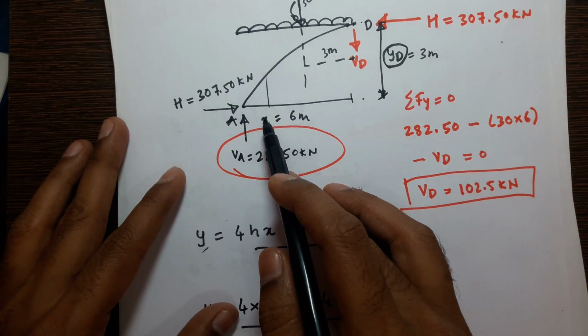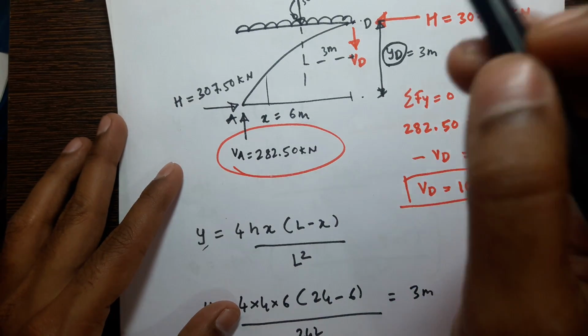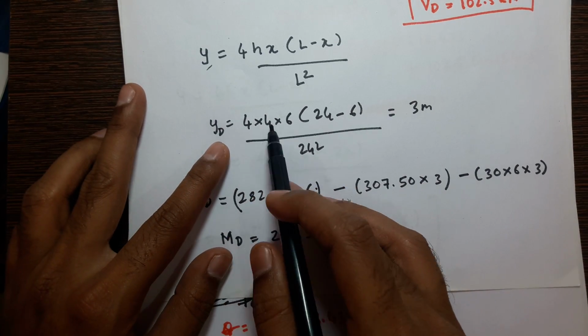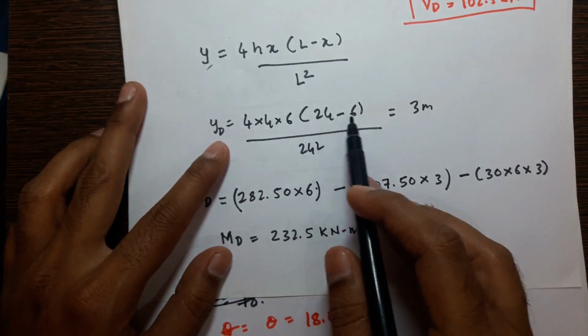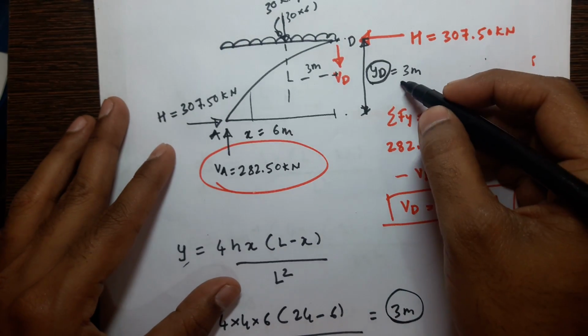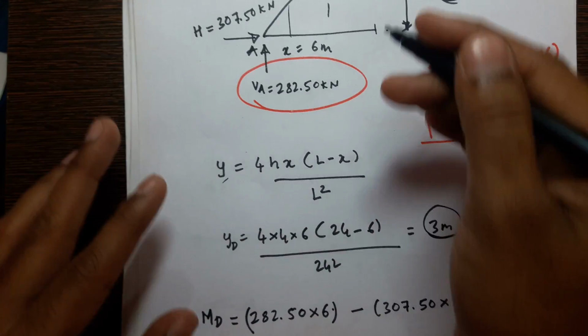So at 6 meter we have to calculate the vertical distance of point D. Substitute the values: 4 into 4, H is 4, X is 6 meter, L is 24, 6. So you will be getting 3 meter. YD is equal to 3 meter. And now see how to find the moment at this point.